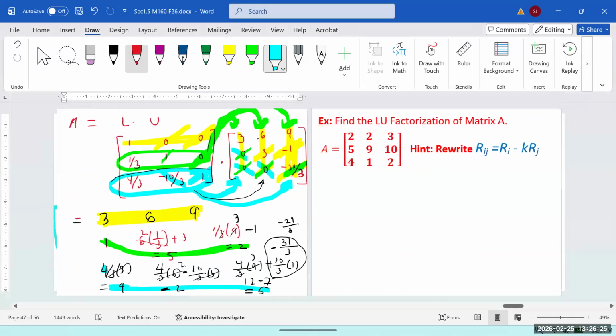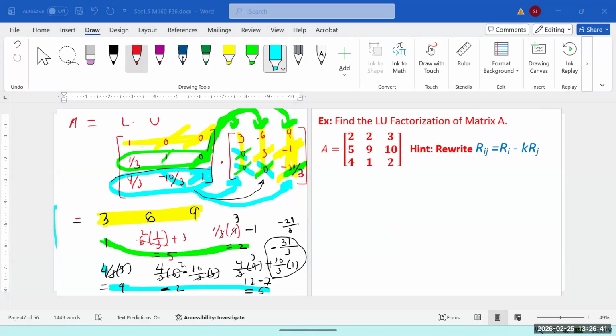So you guys try one. Find the LU factorization for this. And let me take the attendance now. Okay? I'll give you the hint here.